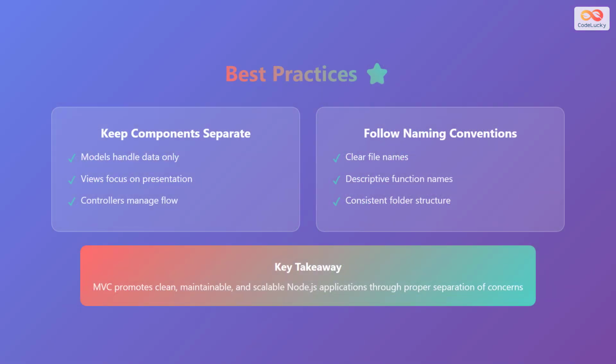When working with the MVC pattern, it is important to keep components separate, with models handling data only, views focusing on presentation, and controllers managing the flow. Following naming conventions is also crucial, including clear file names, descriptive function names, and a consistent folder structure. In summary, MVC promotes clean, maintainable, and scalable Node.js applications through proper separation of concerns.